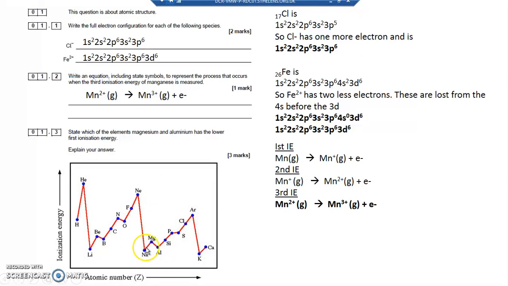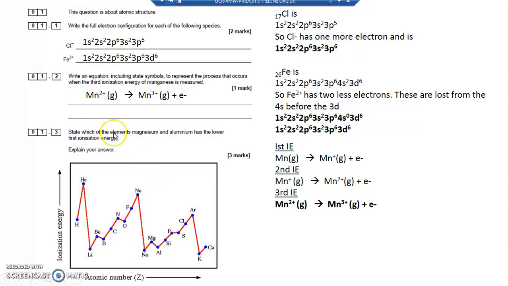Let's have a look. It goes up to magnesium and then comes down to aluminium, and then it goes up to silicon, up to phosphorus, and slightly down or across to sulfur. So why does it come down to aluminium? It's because you've got 3s1, 3s2, and then you've got 3p1. So these have got s orbitals, 3s1 and 3s2, and that's got 3s2, 3p1.